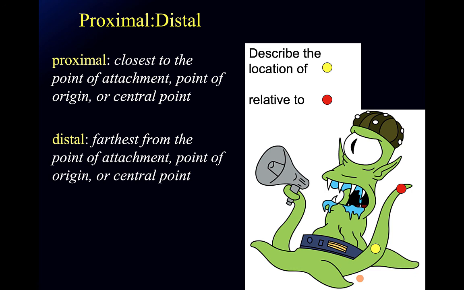So let's take a look at our diagram here. We've got the location of yellow relative to red. Well, the yellow is proximal relative to the red. The red, of course, then is distal relative to the yellow. And as you can see, this would work even on a non-human organism, and it's an essential pair of terms for describing the location of things on our limbs, be that our arm or our lower limb.